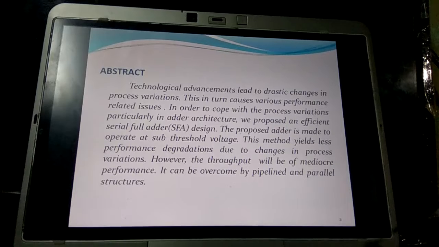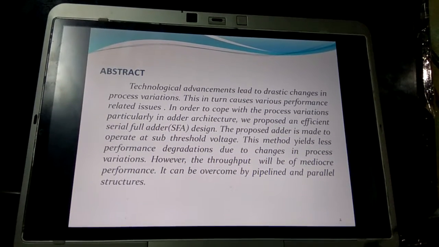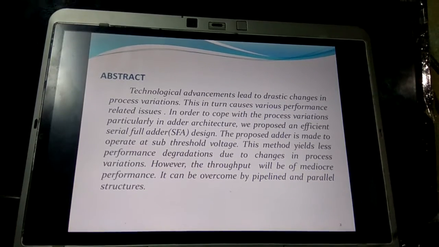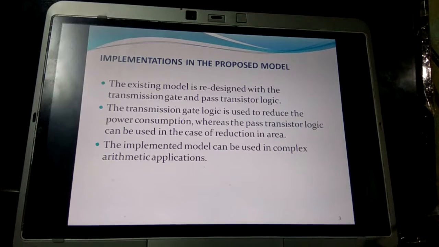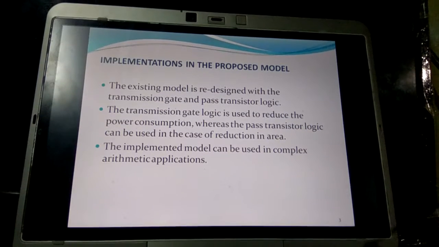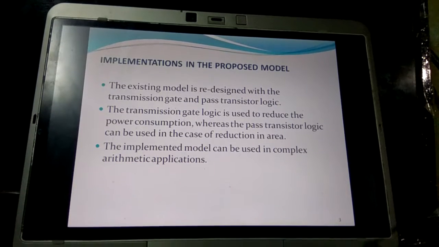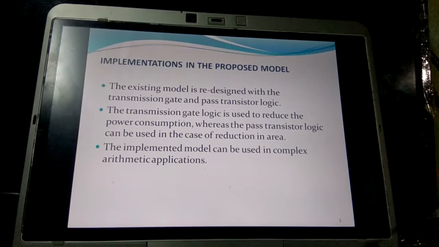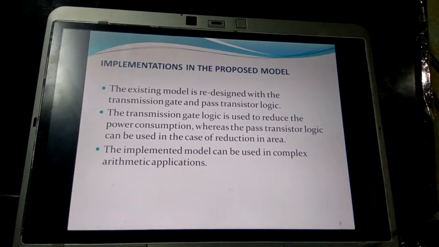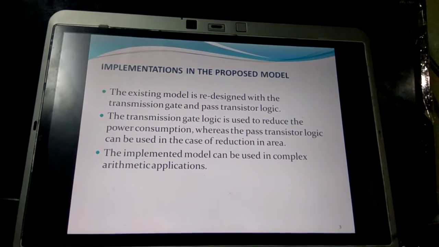This pipelined and parallel architecture can be achieved by connecting a multiplexer along with the serial full adder design, which is done in our existing model. This is the implementation in the proposed model. The existing model is redesigned with the transmission gate and pass transistor logic. The transmission gate logic is used to reduce the power consumption, whereas the pass transistor logic can be used in the case of reduction in area. The implemented model can be used in complex arithmetic applications.